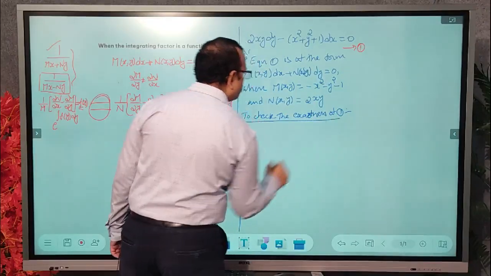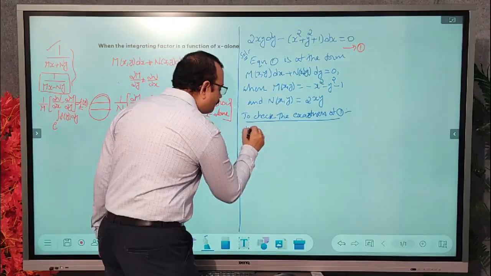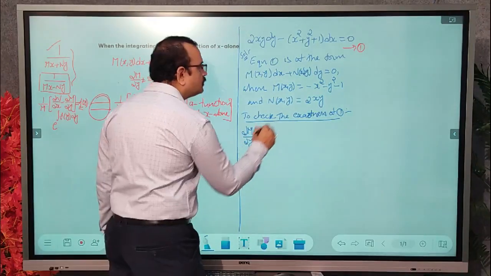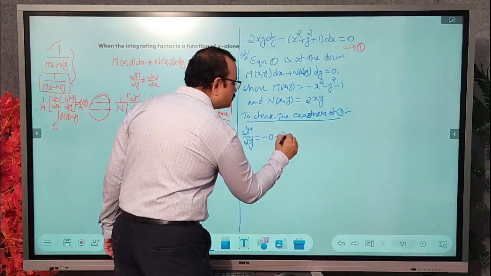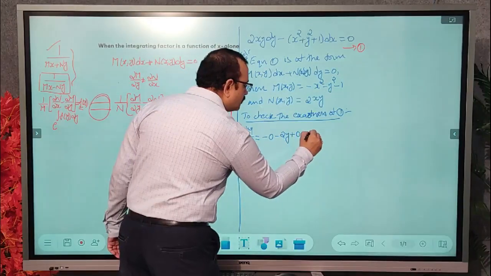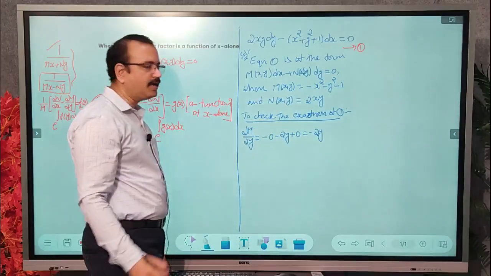Okay, so for that now we will calculate ∂M/∂y, the partial derivative of M with respect to y. So ∂M/∂y is equal to, here x is a constant, means minus 0, derivative of y square is 2y, plus 1 is a constant, its derivative is also 0, means the partial derivative of M with respect to y is minus 2y.